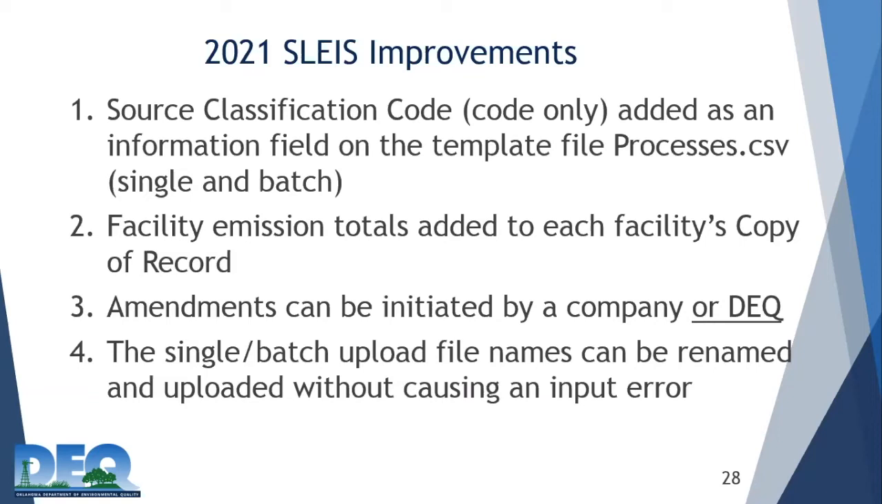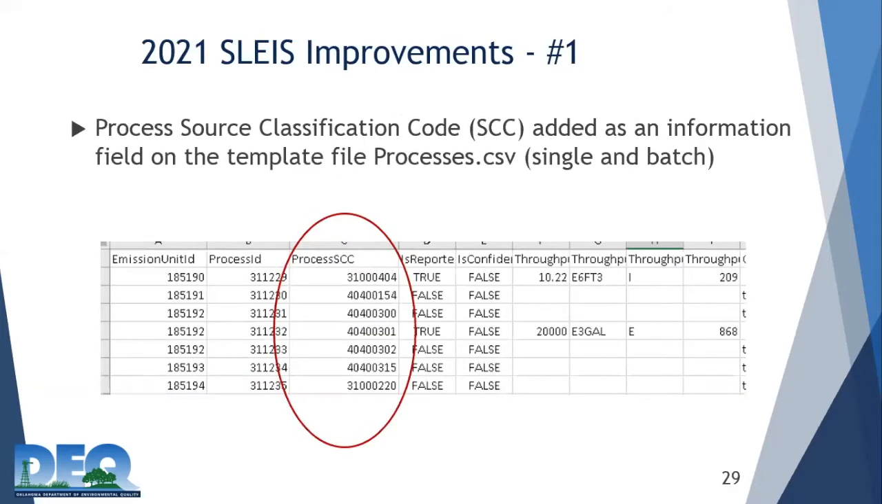Number 2, for your inventory report, it now has the facility emissions totaled. Number 3, amendments can now be initiated by DEQ. And number 4, the upload file names, whether it's single or batch process, can be renamed and uploaded without causing an input error. So SLEIS improvement number 1, this is what I am talking about.